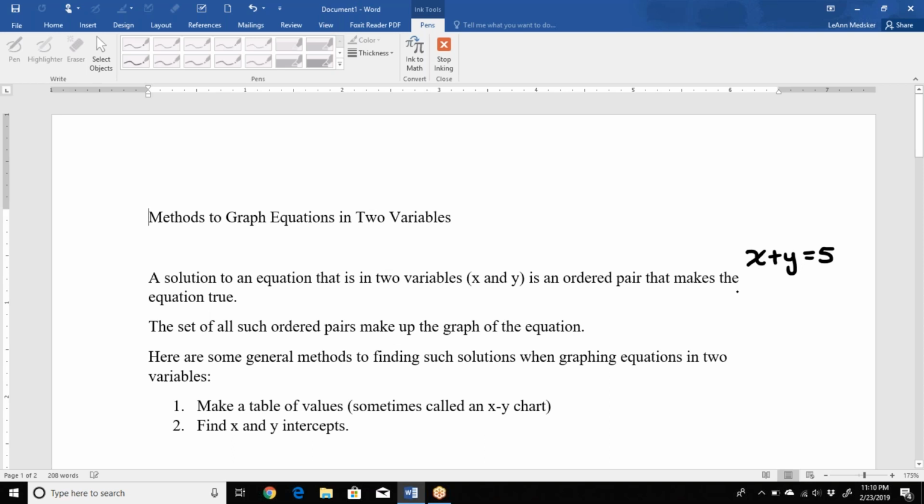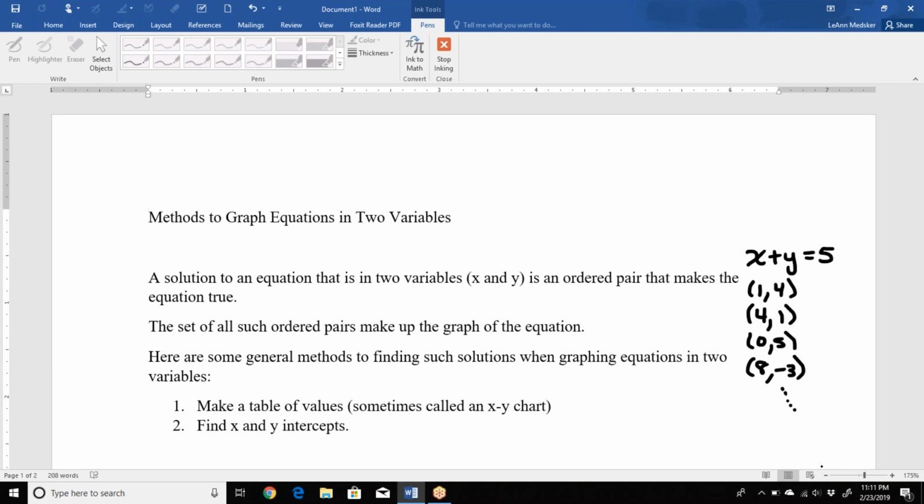I could think of lots of different ways that I could make this a true statement. If 1 and 4 were x and y, that would add to 5, even if it was 4 and 1, the opposite way. 0 and 5, we could even have combinations of positives and negatives, say 8 and -3. So there's an infinite list of ordered pairs that would work in that specific equation. Now, the set of all such ordered pairs make up the graph of the equation.